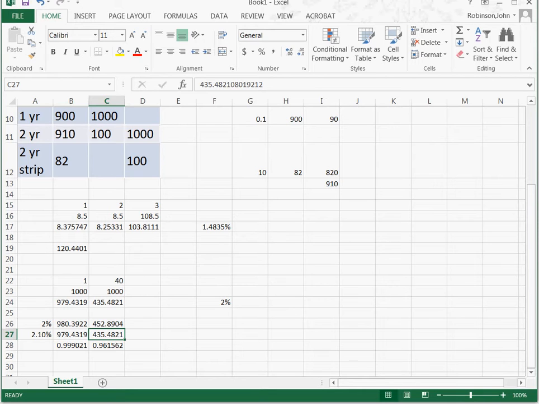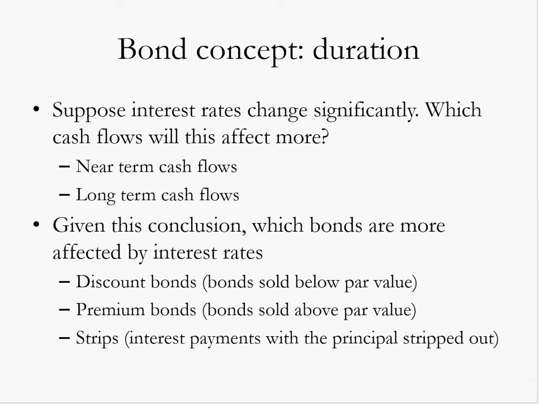Okay, so I have some slides on how to calculate duration. If that's something you want to look more into, they're available on the course page.